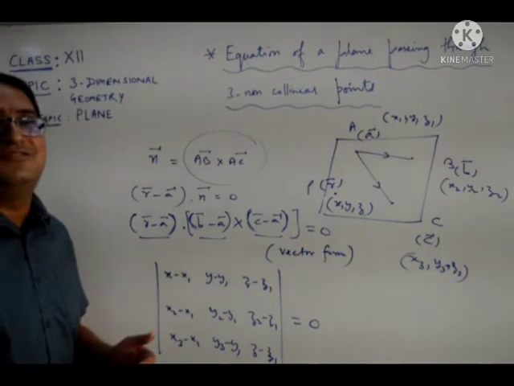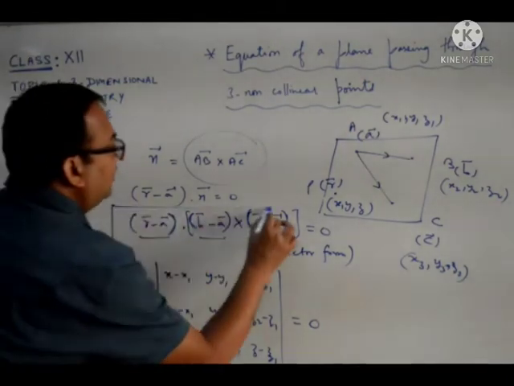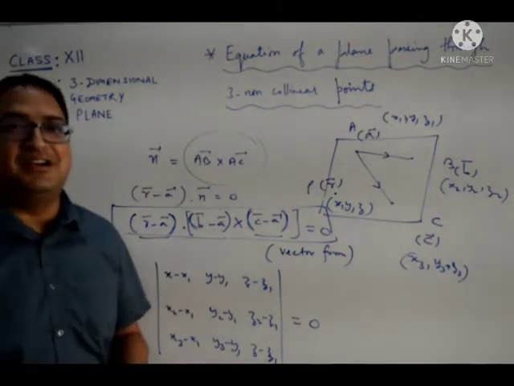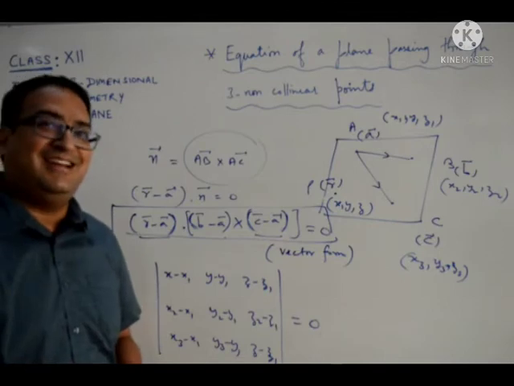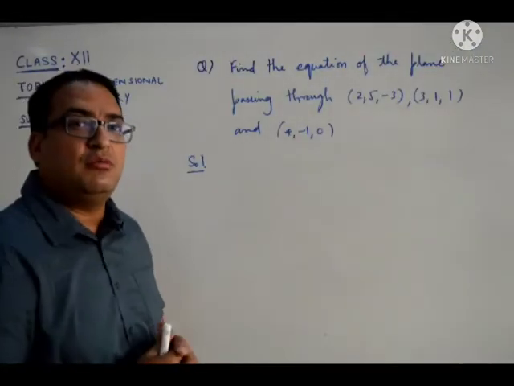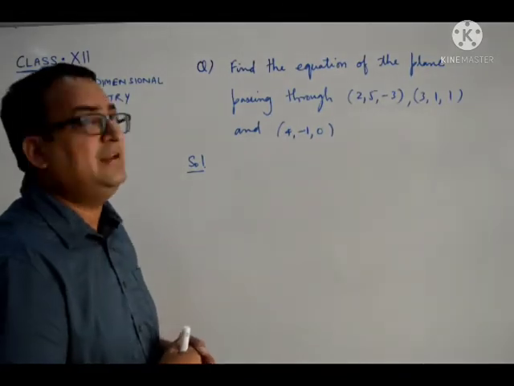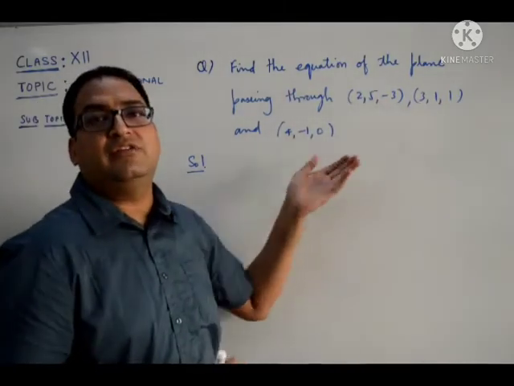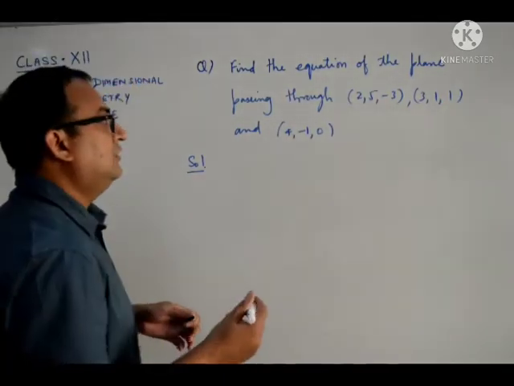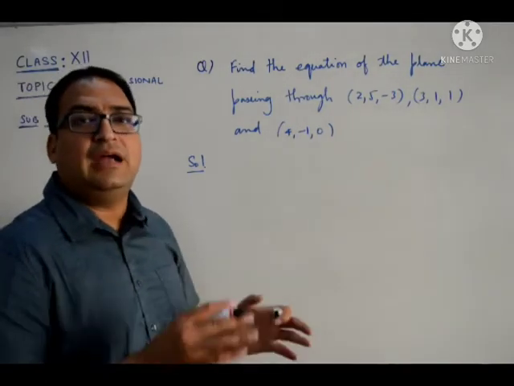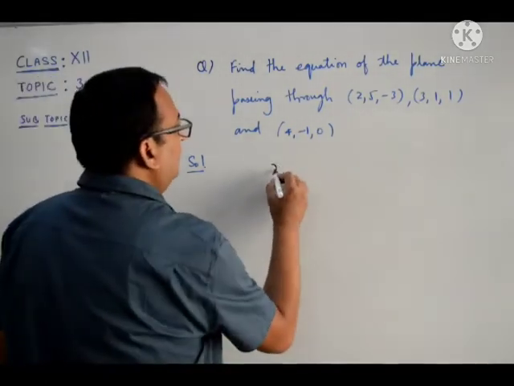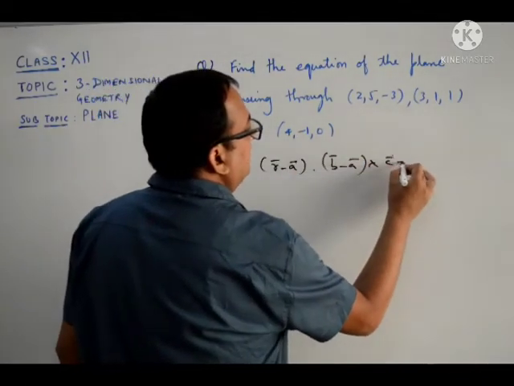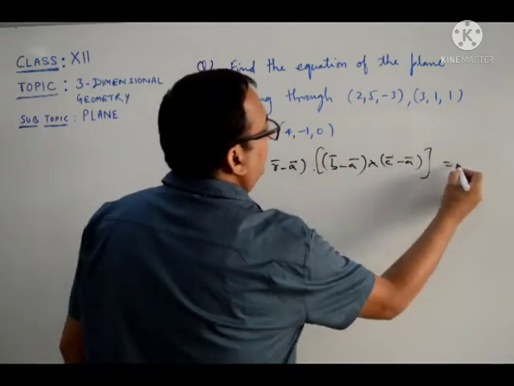Then you can also convert it into vector form. So it is not necessary that you remember both forms. Either you remember this or you remember this, and later on you can always convert the equation from one form to another, right? So here is a simple problem based on this form of equation of plane. We have to find the equation of a plane which passes through these three given non-collinear points. You can simply use r minus a dot b minus a cross c minus a equal to 0.